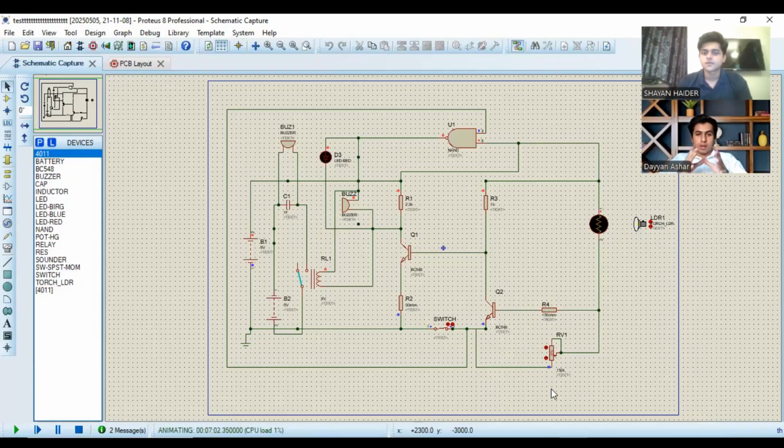This piece of circuit, including the capacitor, is attached to buzzer one using a relay. So this was a part done by myself. Thank you. So now the real-time simulation will be shared.